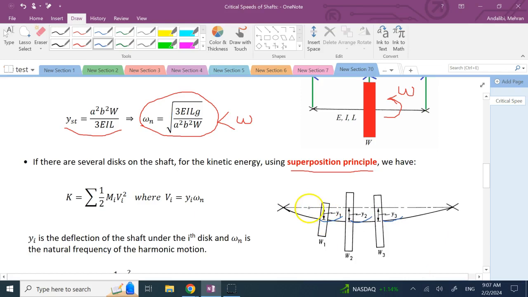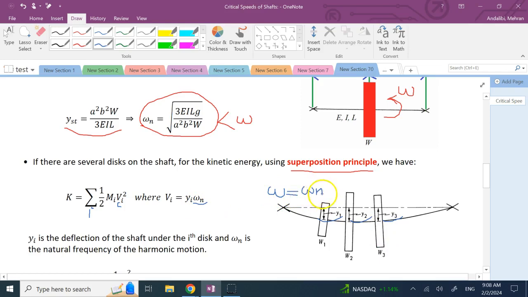So the kinetic energy of the system, if you neglect the kinetic energy of the shaft and it just comes from the disks, is going to be summation over i of 1/2 m i v i squared, where v i here is the velocity of the centroid of each disk, and that is equal to y i times omega n. Now you might say, why omega n? Because here I assume the system is operating at the natural frequency, and I want to find it. So here I assume that the omega that the system is operating at equals omega n.